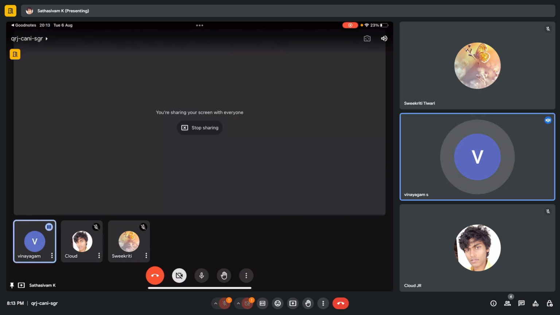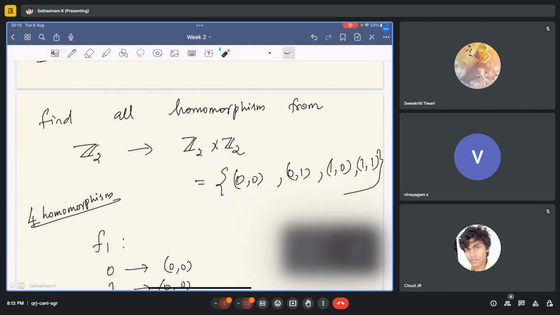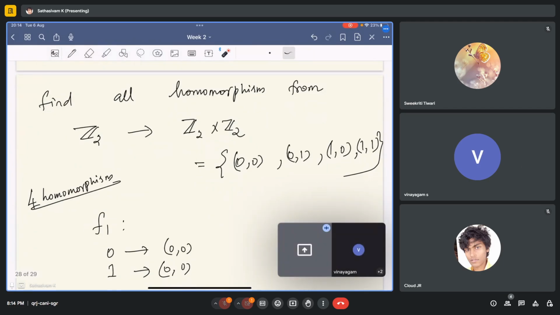Sir, how to find the number of homomorphisms is not clear, sir. Okay, you want to find the number of homomorphisms, right? Yes, sir. With the tools that we currently have, it is kind of not possible. But if you start with a cyclic group, then you can do it. Otherwise, if you start with some other abelian group, or a non-abelian group, then it is not possible. For the cyclic group, I will tell you what the answer is.